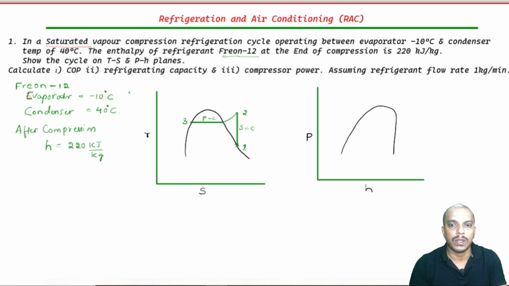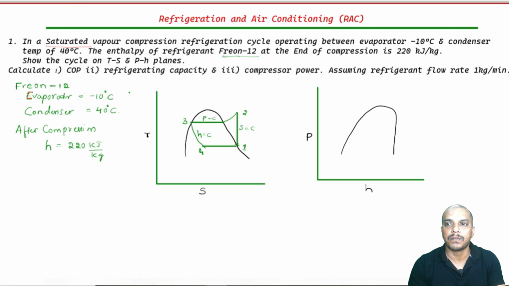Then 3 to 4 looks like a curve, H is equal to constant in a TS diagram, and then your back constant pressure heat absorption or constant temperature heat absorption within vapor dome, that is our evaporator 4 to 1. Okay, this is our TS diagram. Let us go to pH chart.